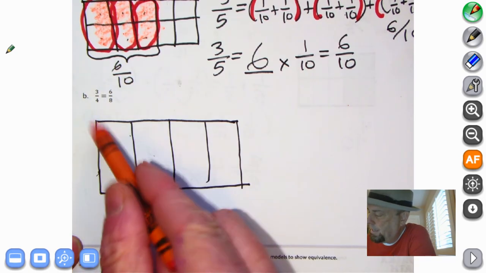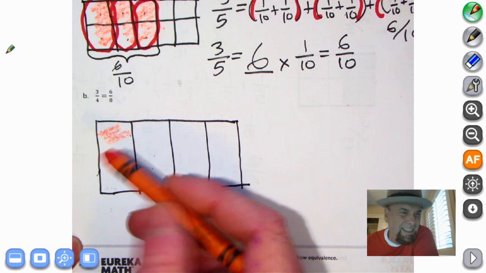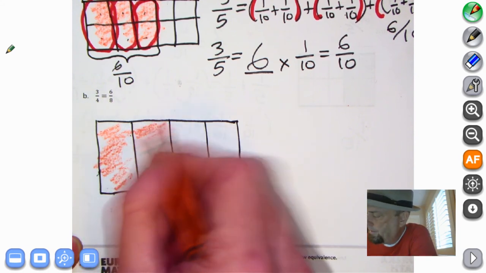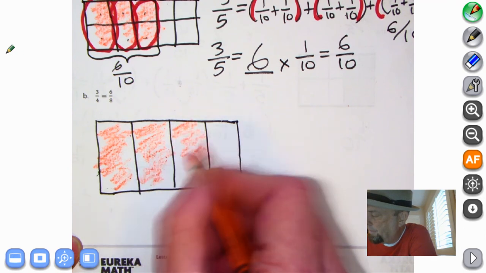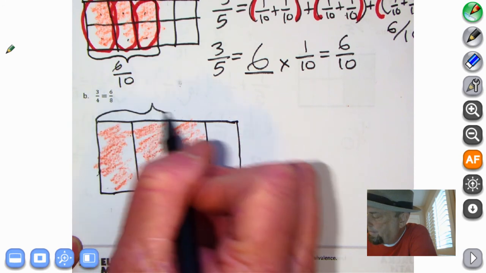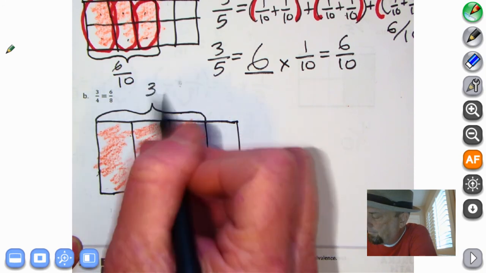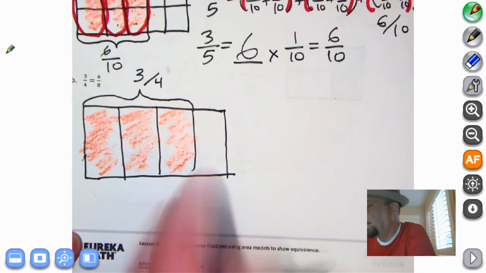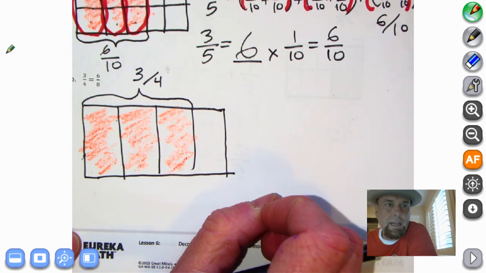We're going to shade in. What are we shading in? 3 of them. 1/4, 2/4, and 3/4. So here we got 3/4. How are we going to turn that into 6/8? Go ahead and think about it. Pause the recording and give it your best shot.